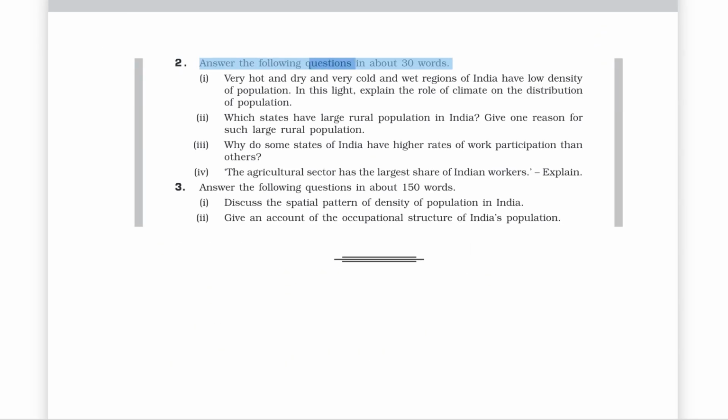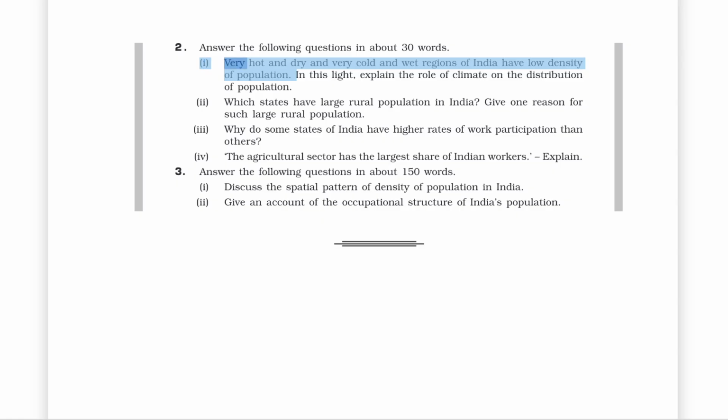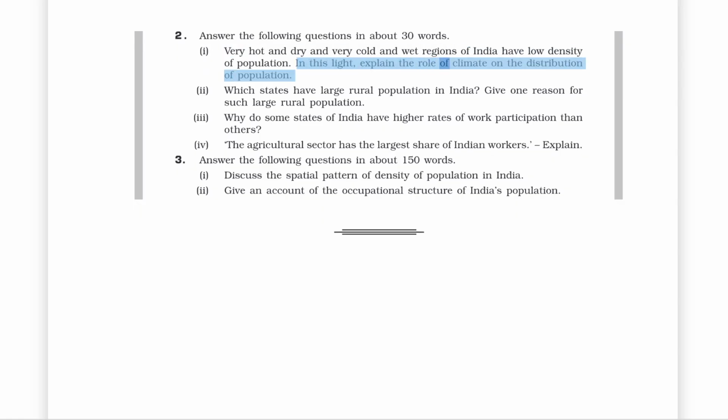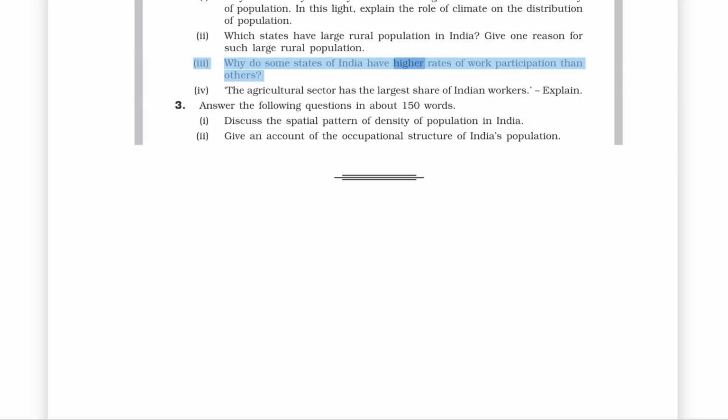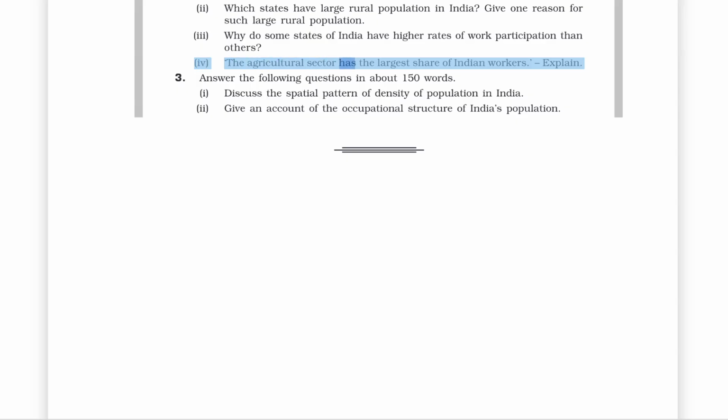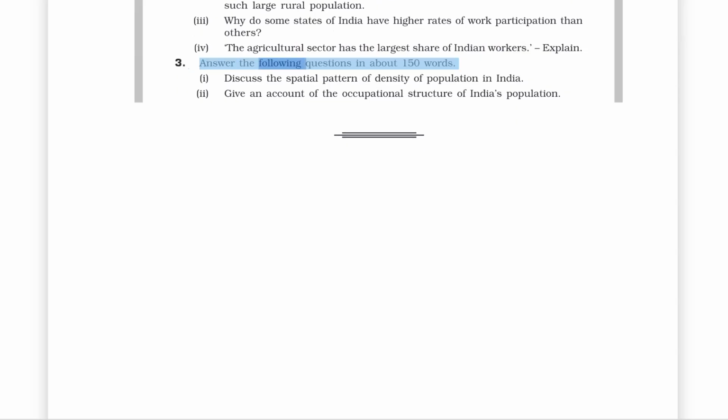2. Answer the following questions in about 30 words. I. Very hot and dry and very cold and wet regions of India have low density of population. In this light, explain the role of climate on the distribution of population. 2. Which states have large rural population in India? Give one reason for such large rural population. 3. Why do some states of India have higher rates of work participation than others? 4. The agricultural sector has the largest share of Indian workers. Explain.